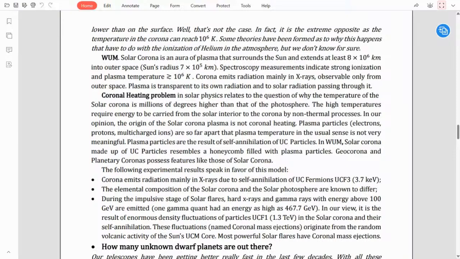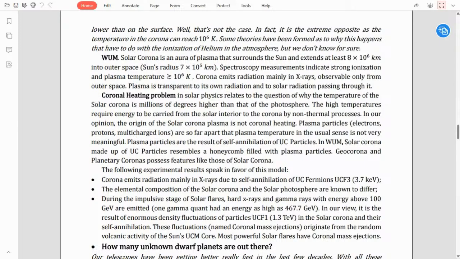In our opinion, the origin of the solar corona plasma is not coronal heating. Plasma particles, electrons, protons, multi-charge ions, are so far apart that plasma temperature, in the usual sense, is not very meaningful. Plasma particles are the result of self-annihilation of UC particles, in which the solar corona, made up of UC particles, resembles a honeycomb filled with plasma particles. Geocorona and planetary coronas possess features like those of the solar corona.